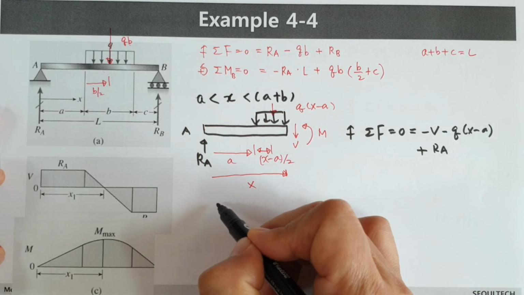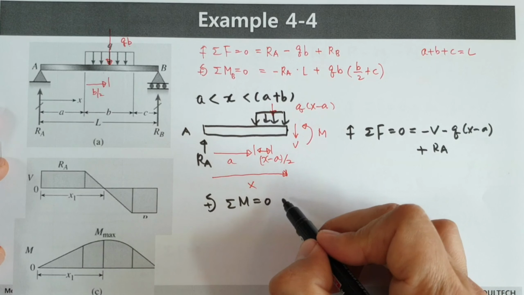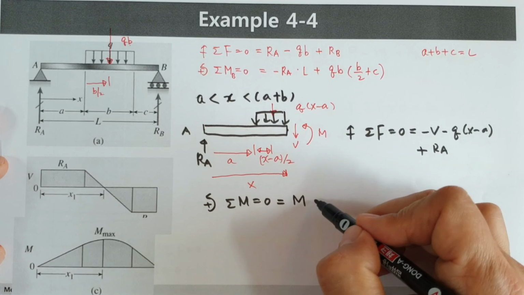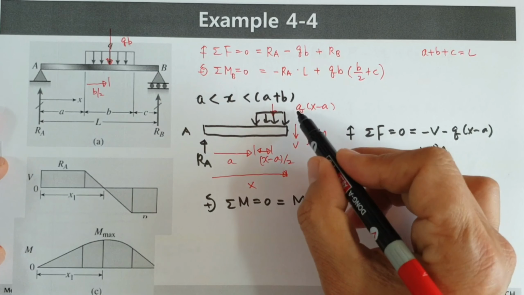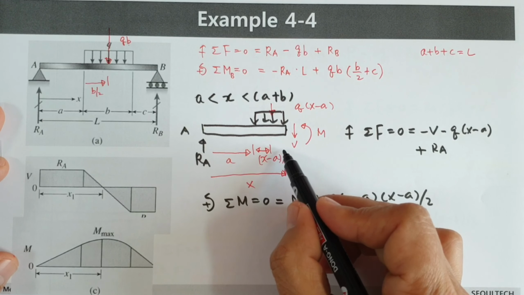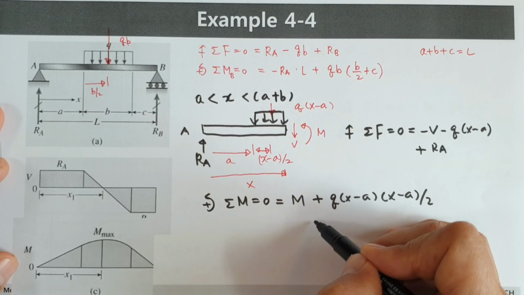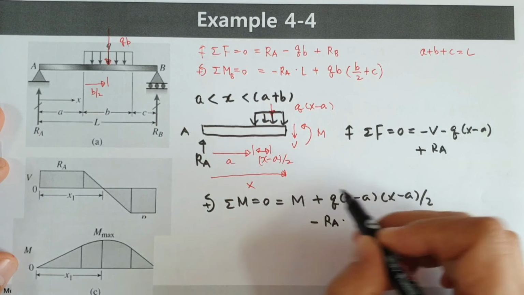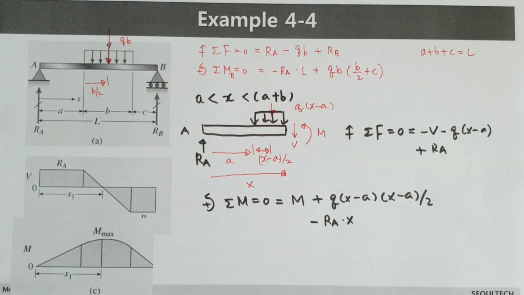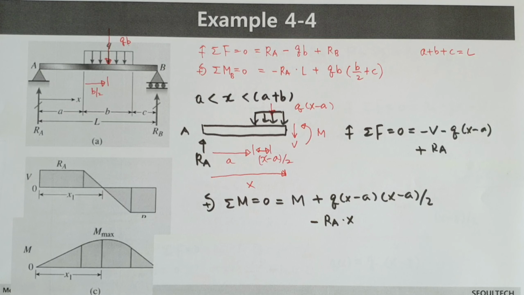Next, let's think about moment. Let's see this position. Then moment M equals the positive Q times x minus A, and its length is x minus A over 2. And next we consider RA. RA's direction is the other direction. That's why it is a minus value, RA, and the total length is x. When you look at this, RA is a fixed value, constant, and M is some kind of second order curve.